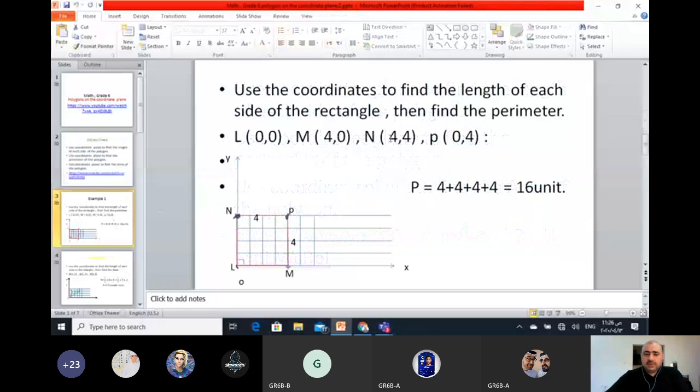Okay. Here we have a new example. Use the coordinates to find the length of each side of the rectangle. Then find the perimeter. As you see here, we have 4 points. L 0 0. What's the meaning of 0 0? Means the origin. The origin.